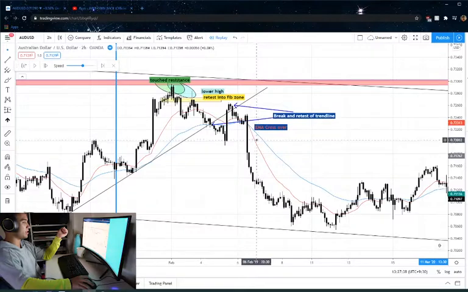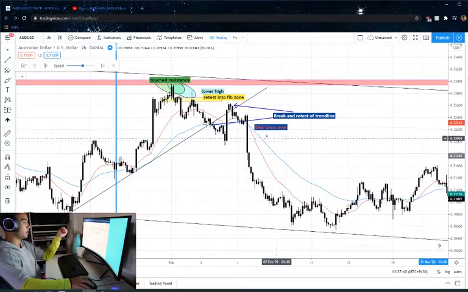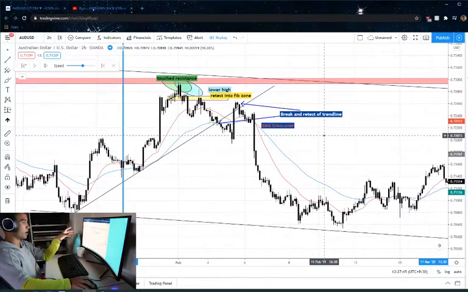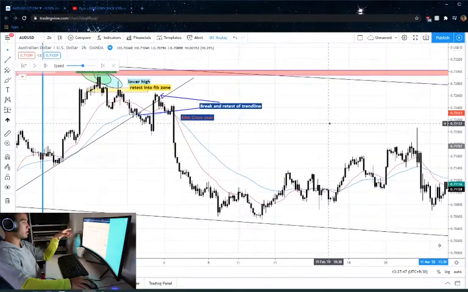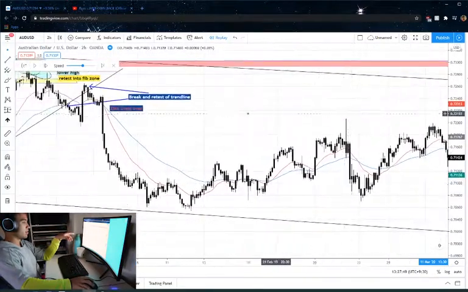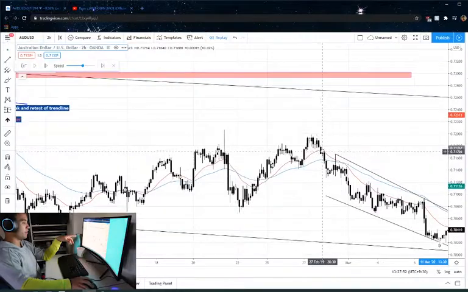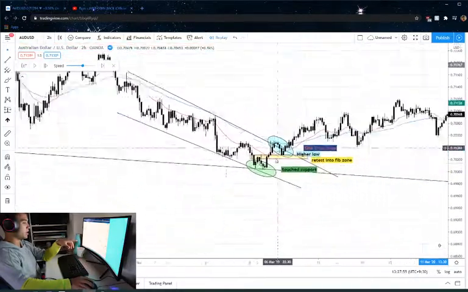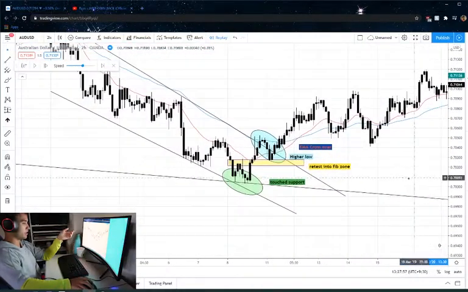So I've got the 20 as the red and then the 50 as the blue. When it broke the trend, this is what happened. These are the different things that happened. So I'll look out for these. So that broke, I followed it, identified another trend, and then I just identified what happened again.